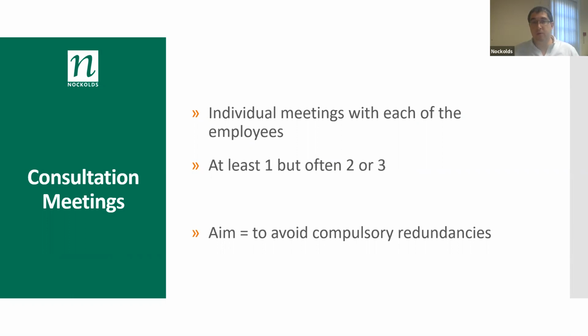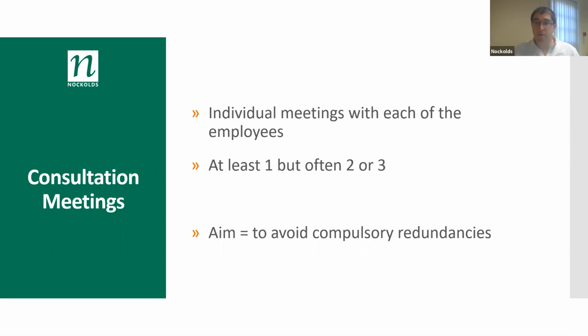So remember, this is for fewer than 20 redundancies. You meet with each of the individuals personally. That may need to be remotely via Zoom or Teams or something like that to discuss the situation. Now, the purpose of these meetings is to try and find a way to avoid compulsory redundancy. So there are a number of ways you can do that. Things like voluntary redundancy. Maybe they're coming up to retirement and would quite like a final payoff.